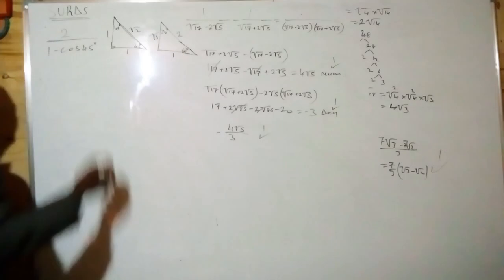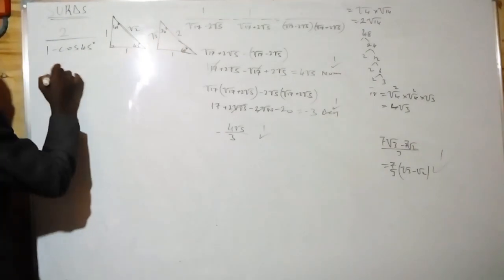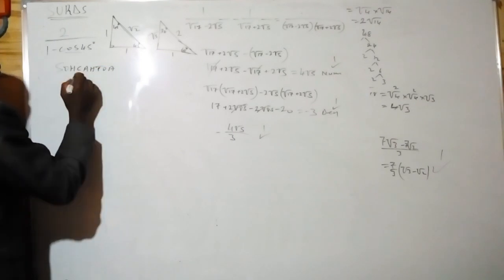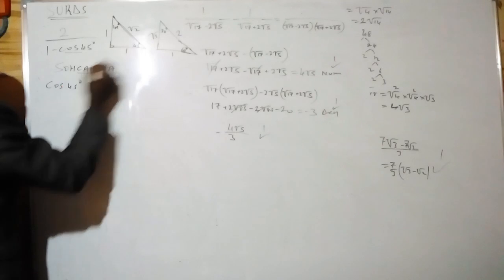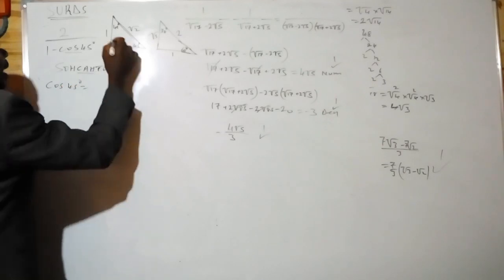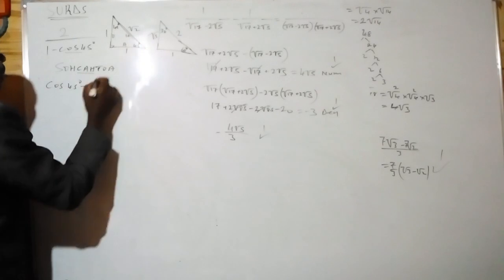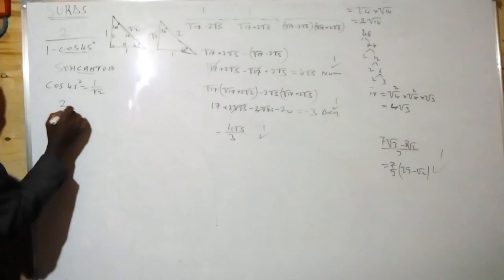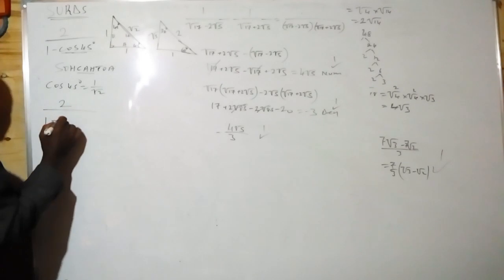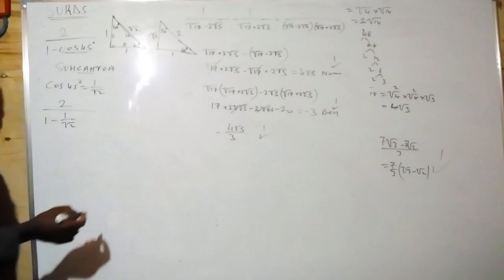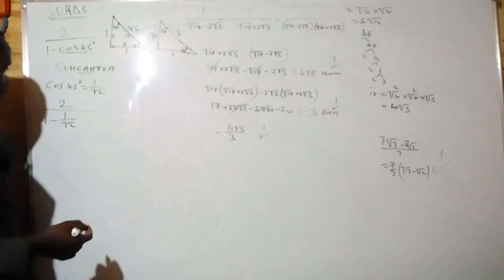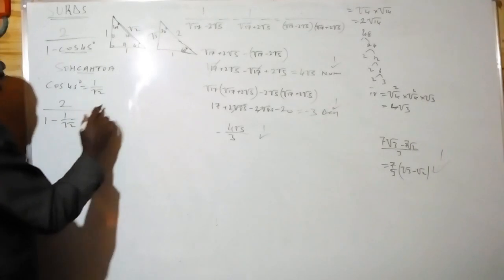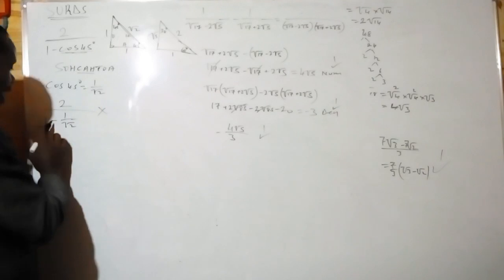Now, you are going to use SOHCAHTOA. Since you are given cos, you are going to use cos 45, this 45, we say this side will be adjacent, opposite, hypotenuse. Cos is equals to adjacent 1 over hypotenuse root 2. We substitute it here and say 2 over 1 minus 1 over root 2. Correct. We do similar to what we are doing in the other. We conjugate, we multiply numerator and denominator by this number, but the sign must change from negative to positive: 1 plus 1 over root 2.